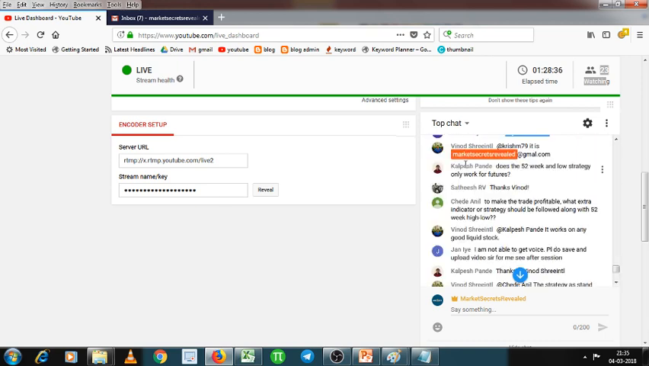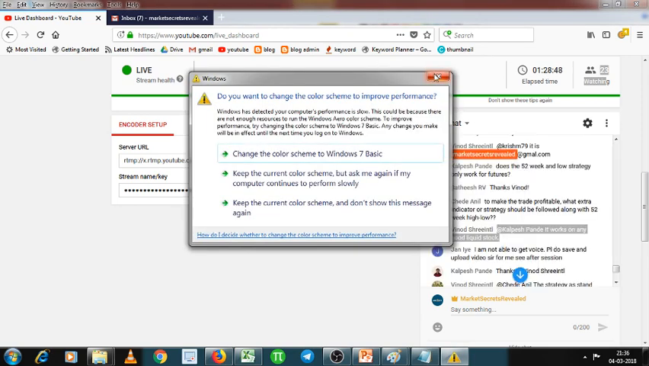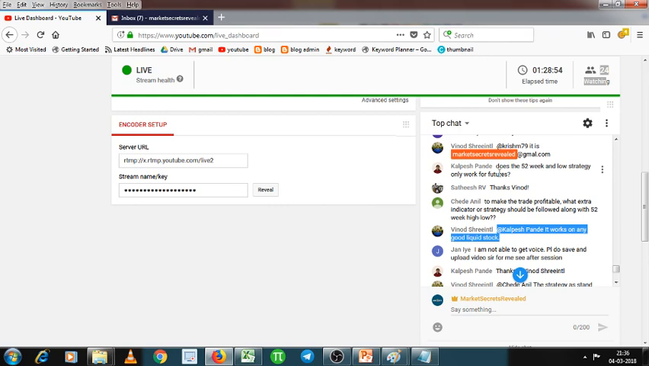The next question is from Kalpesh. Does the 52-week high-low strategy work on only futures? No, it works on all the stocks. I think Vinod sir has answered it. It works on any good liquid stocks. You can use it to trade in cash as well.